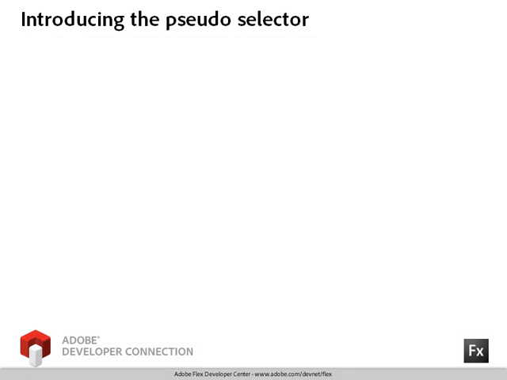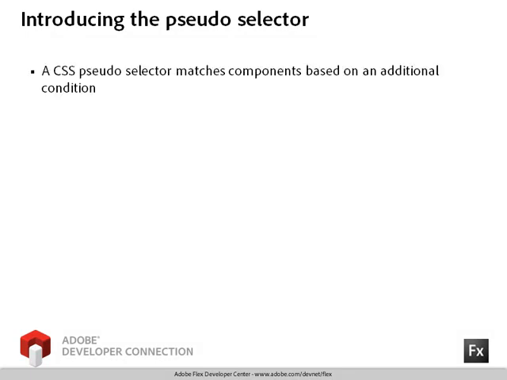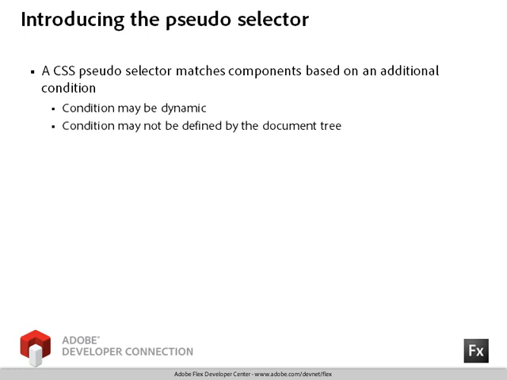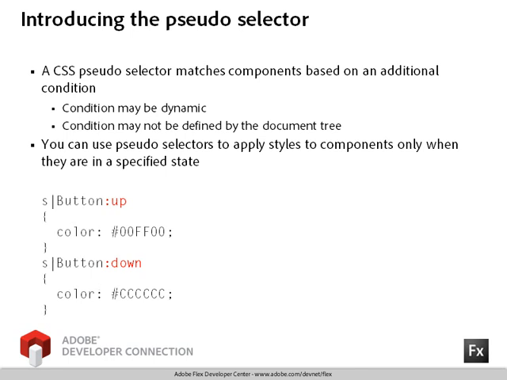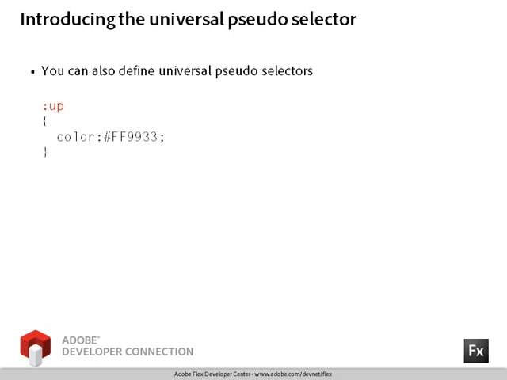A CSS pseudo-selector matches components based on an additional condition. The condition might be dynamic and might not be defined by the document tree. Pseudo-selectors are commonly used to apply styles to component states. This code shows a pseudo-selector for both the button up and the button down states. Note that you can also define universal pseudo-selectors. This code applies the same color text to all components that are in an up state.